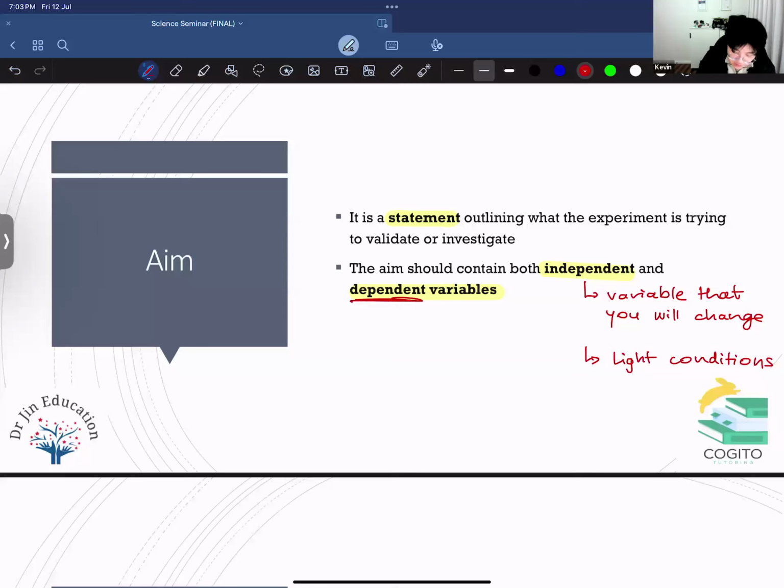The dependent variable is different. It's called dependent because it depends on the independent variable. So what's going to happen when you change the light conditions? Well, when you change light conditions, most likely the plant growth is going to change. So in this case, the plant growth is the dependent variable.